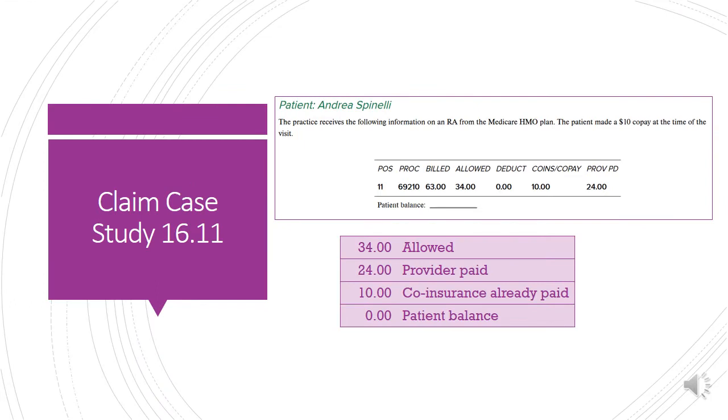Case study 16.11. Again, the important piece of information here is that the patient made a $10 copay at the time of visit. The billed amount is $63 and the allowed amount is $34. There's no deductible. There was a copay of $10, which we know she already paid. The provider was paid $24. 24 plus 10 equals 34, which is the allowed amount. The patient owes nothing further. If the patient did not pay the $10 at the time of visit, she would have a balance of $10. In this case, however, she already paid it, so her balance is zero.